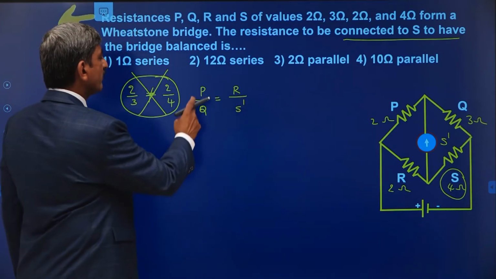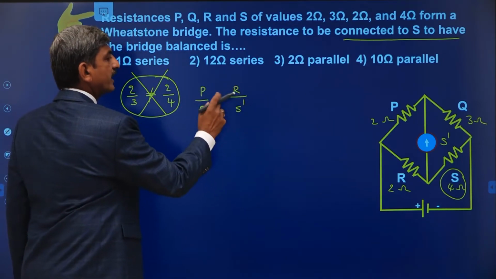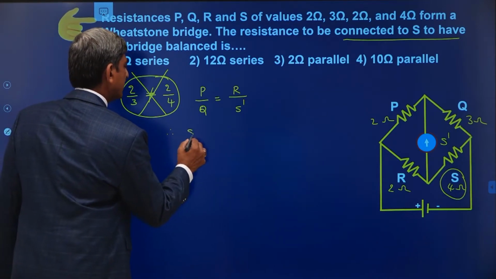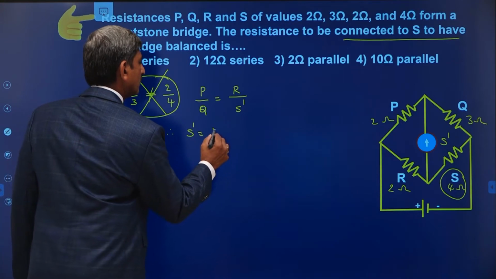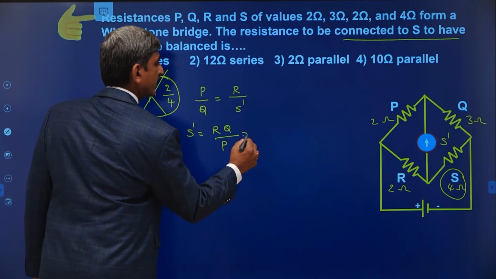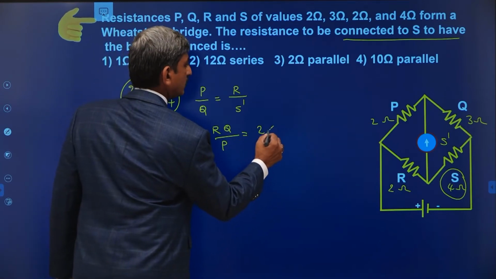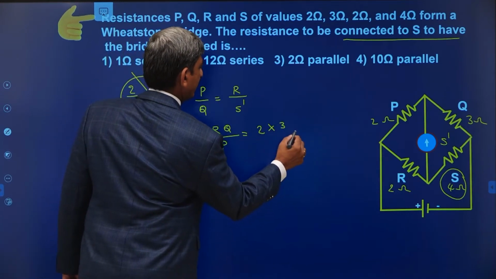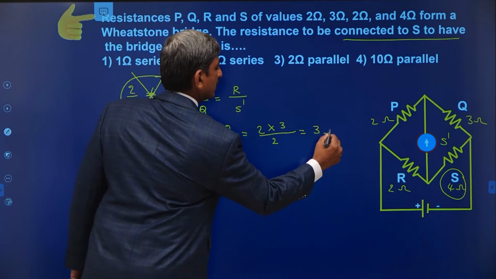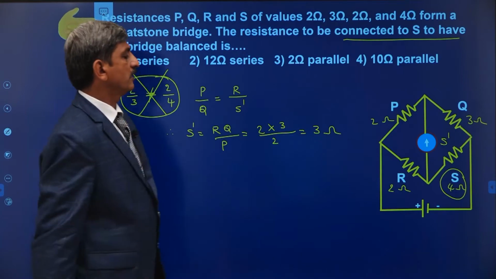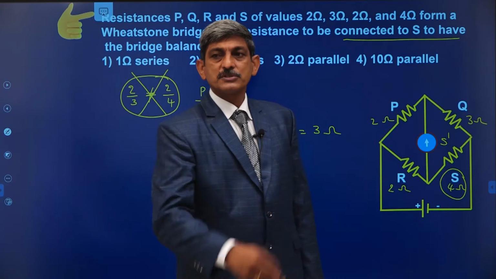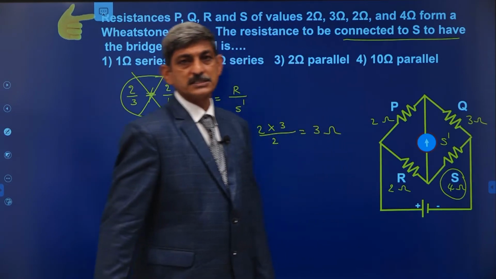So by substituting the given values of P, Q, R, we can find out the S dash value. S dash is equal to RQ divided by P, that is equal to 2 into 3 divided by 2. This is equal to 3 ohms. That means instead of 4 ohms, if there is 3 ohms, then the bridge is balanced.